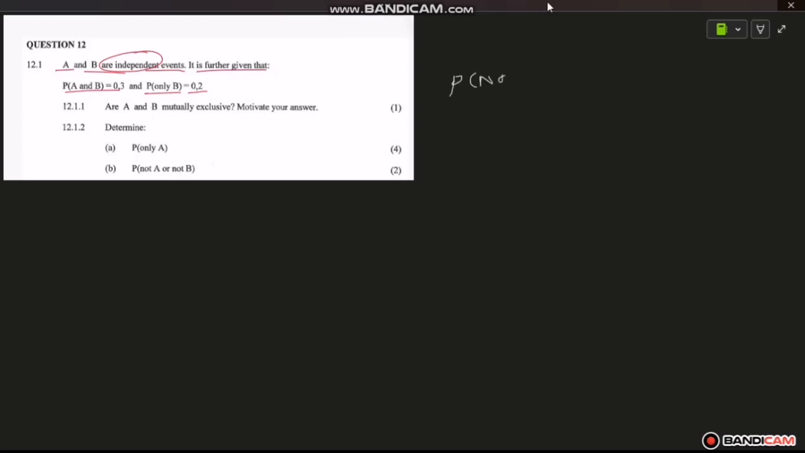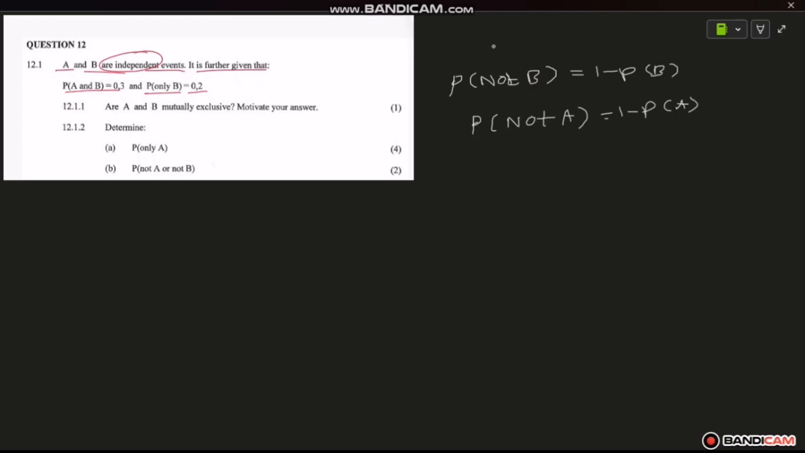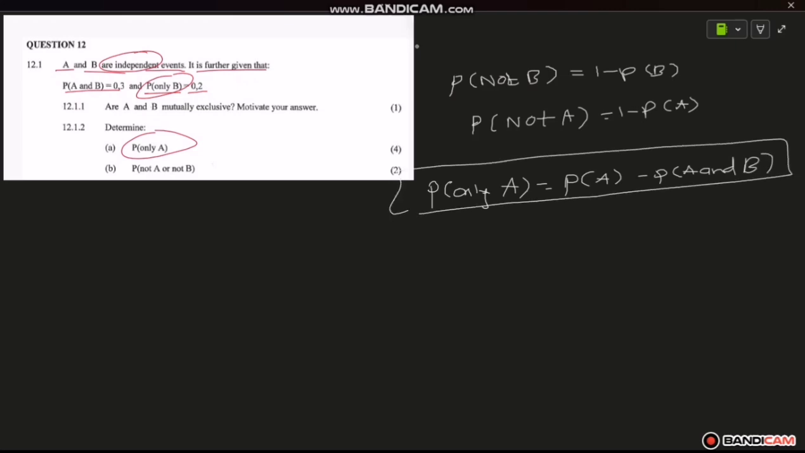What we know is that P not A, we are not actually used to only, but we are used to not A or not B. We know that P not B is equal to 1 minus the probability of B, and P not A, this is just a recap, is 1 minus P of A. But now we have what is known as P only B and P only A. The formulas for you to calculate these only events: P only A equals P of A minus the P of the intersection of A and B. This is the formula that you must know if you're not aware of it.